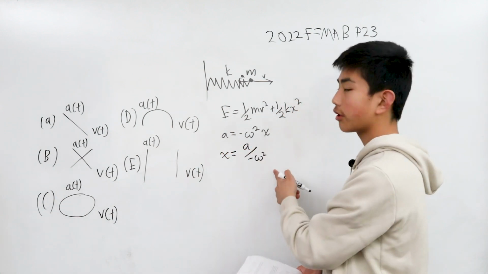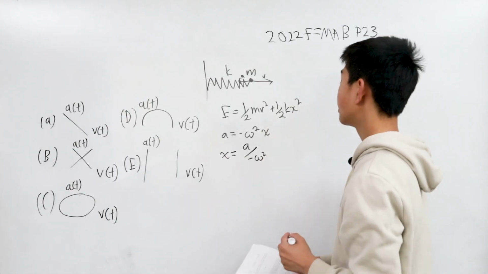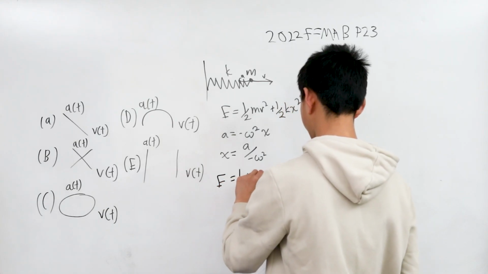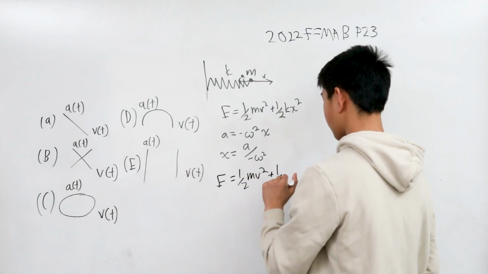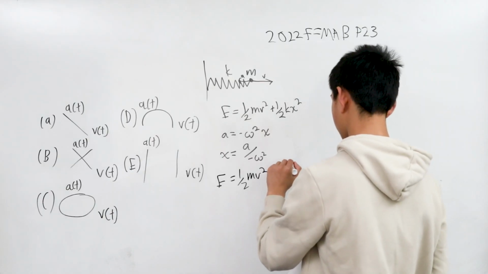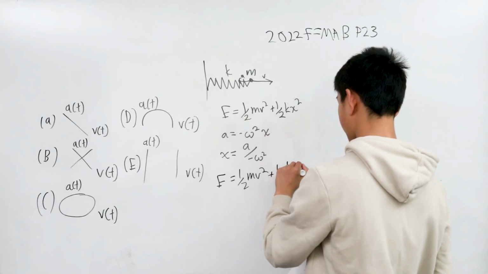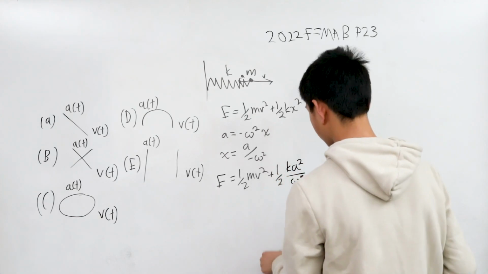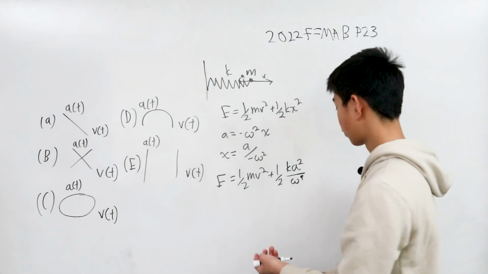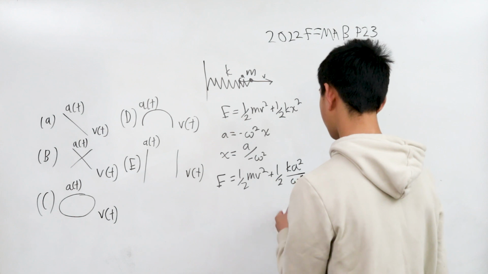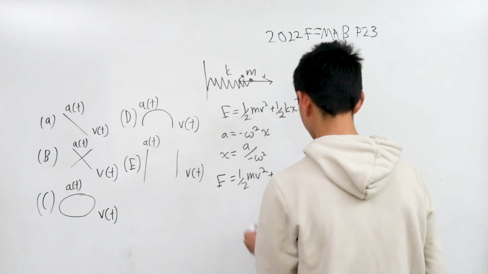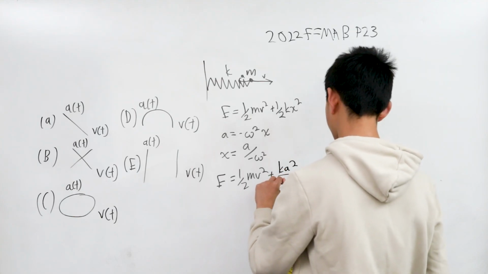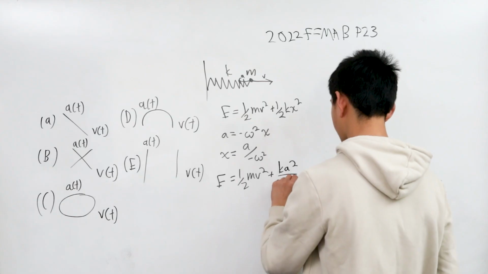We can then plug this value of x into our energy equation and square it to get that energy is equal to 1/2 mv squared plus 1/2 k a squared over omega to the power of 4. And we can just rewrite all of this in simpler terms. We know that this is just basically k a squared over 2 omega to the power of 4.